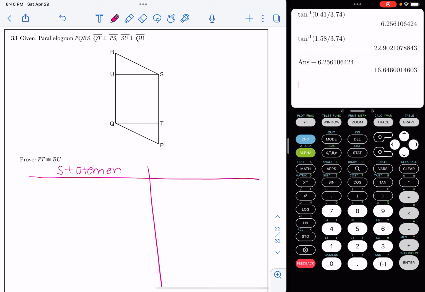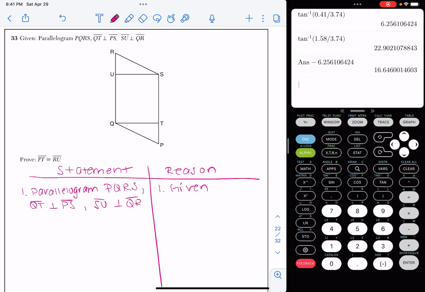And I'm going to go right in and start filling in all of the statements for the givens. So parallelogram PQRS, we know that QT and PS are perpendicular, SU and QR are perpendicular, and our reason is given. All right, well, let's think about what we can elaborate upon there.